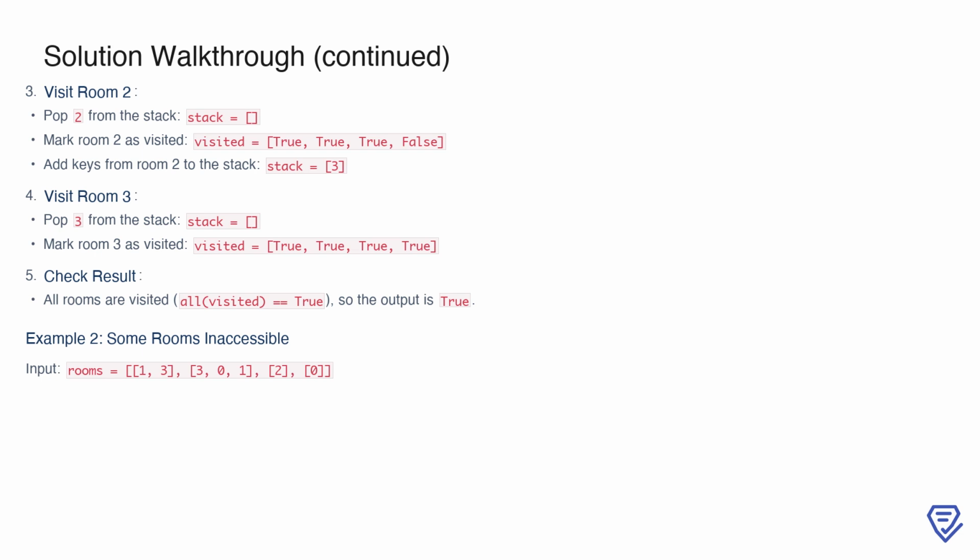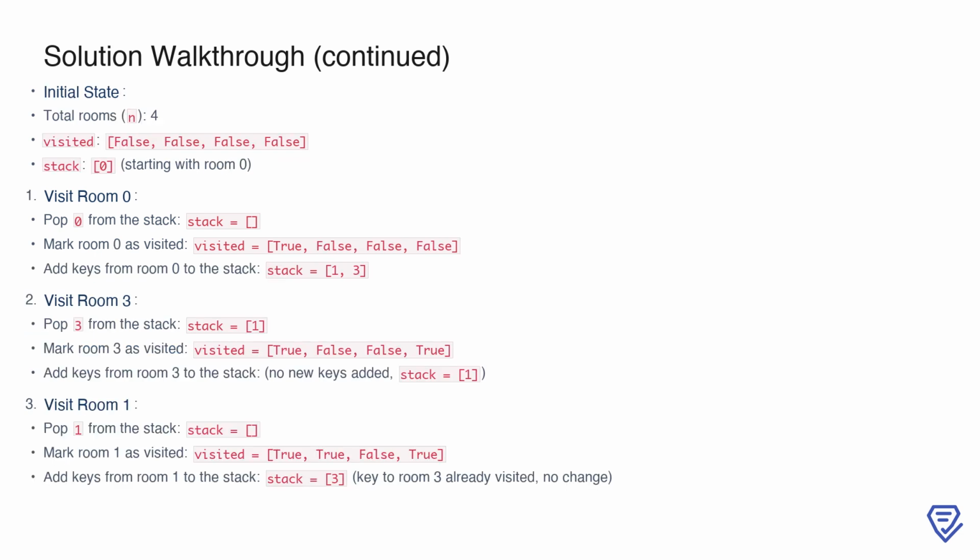Now, we proceed to visit room 2. We pop room 2 from the stack, leaving the stack empty, and mark it as visited, updating visited to [true, true, true, false]. Room 2 contains a key to room 3, so we add it to the stack, making stack equals [3]. Next, we visit room 3 by popping it from the stack, leaving the stack empty. Room 3 is then marked as visited, updating visited to [true, true, true, true]. At this point, all rooms have been visited. To determine the result, we check if all values in the visited array are true. Since they are, the output for this example is true, indicating that all rooms are accessible.